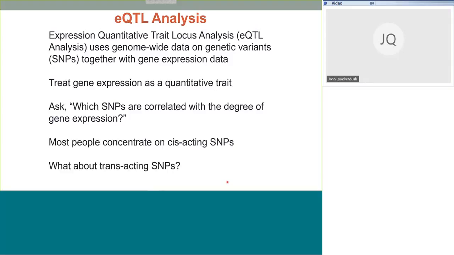But one of the things we started to ask ourselves in looking at this analysis was, how do we account for what are called trans-acting SNPs, SNPs that are at a great distance on a genome scale from the individual gene, not those SNPs which are possibly modifying a promoter, but those that are far away.